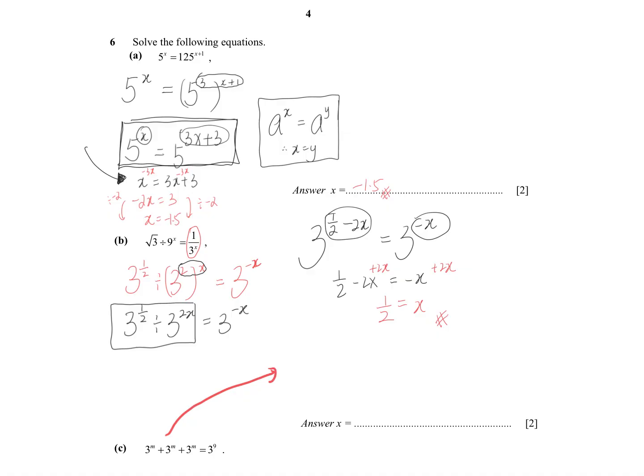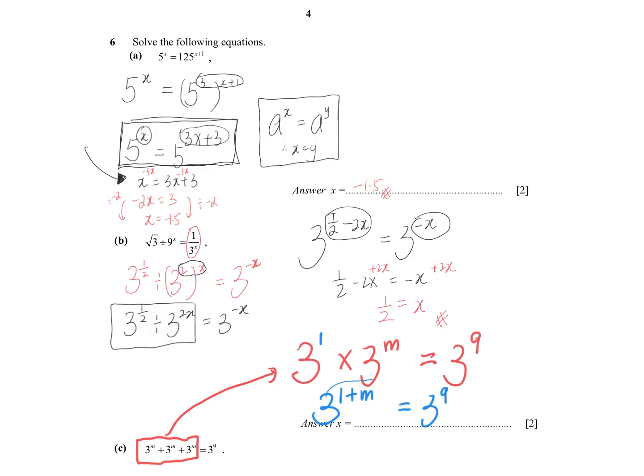Okay, this one. 3 to the power of m, I have 3 of them. So it's as good as 3 times 3m. Okay? So what you can do is, this is power 1. So you can combine this as m plus 1. So compare the power. 1 plus m is 9. So m is 8. That's all.